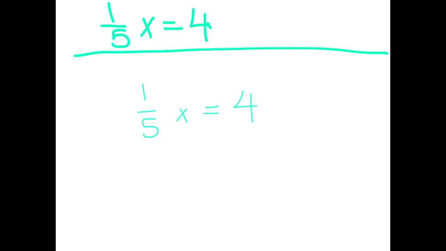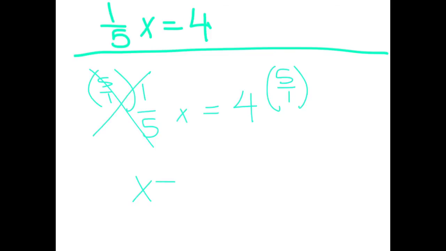To find x, we need to multiply the reciprocal of 1/5 on both sides of the equal sign. Since this cancels out, we need to multiply 4 times 5 over 1. So we make 4 a fraction and multiply 5 over 1. That gives us an answer of 20 over 1, which simplifies to 20.